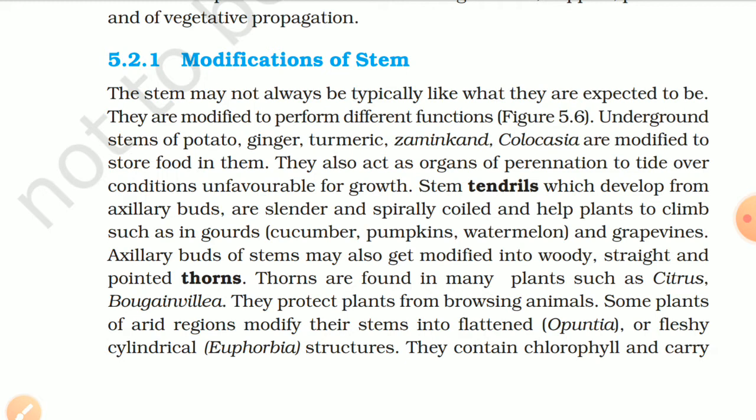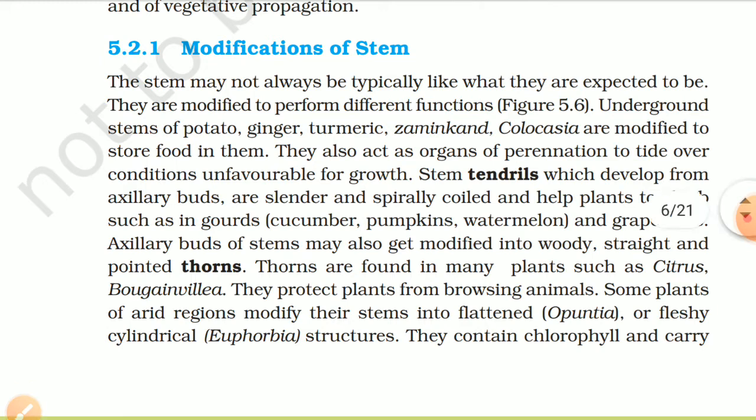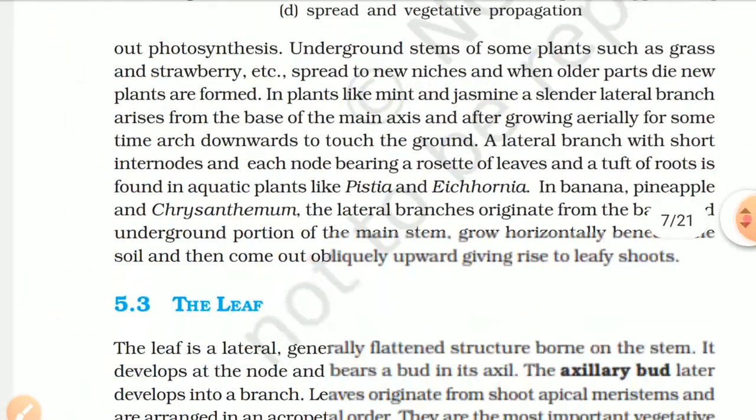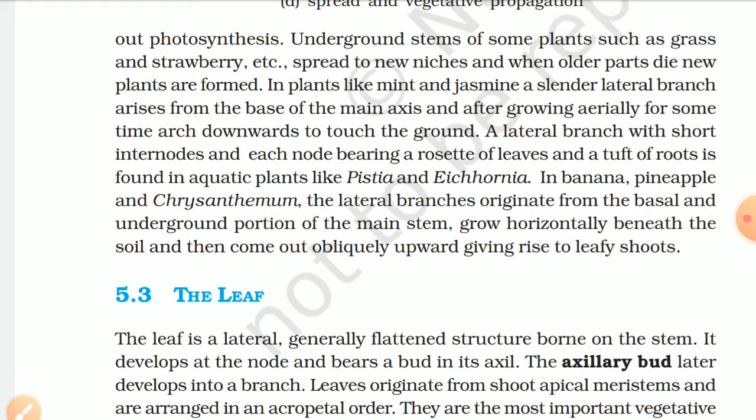Some plants of arid regions modify their stems into flattened (Opuntia) or fleshy cylindrical (Euphorbia) structures. They contain chlorophyll and carry out photosynthesis. Underground stems of some plants such as grass and strawberry, etc., spread to new niches, and when older parts die, new plants are formed.